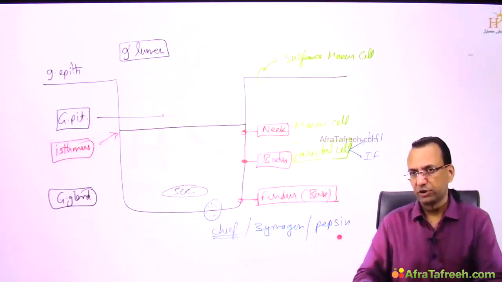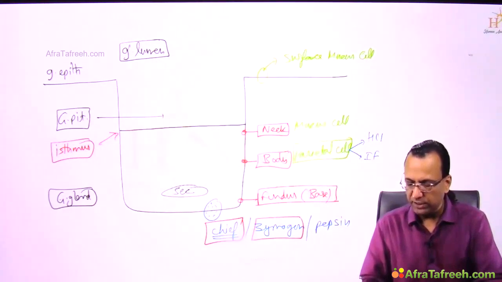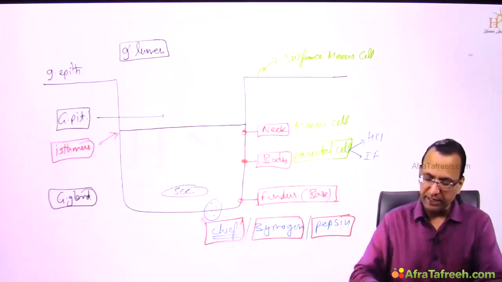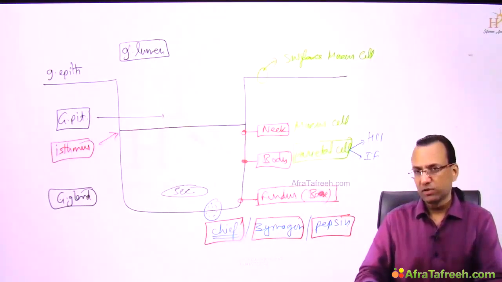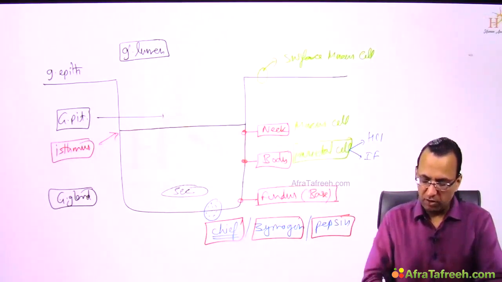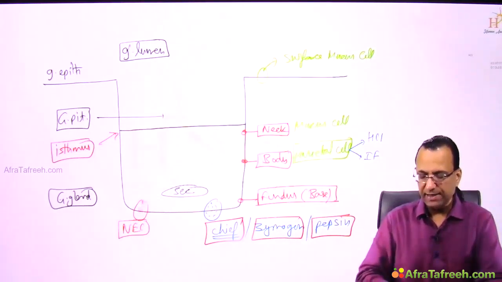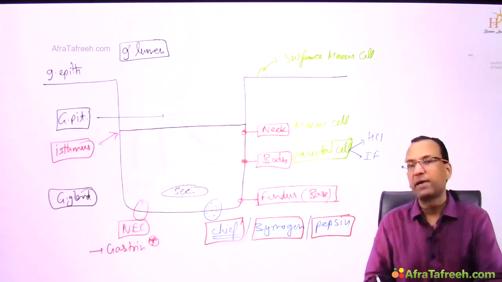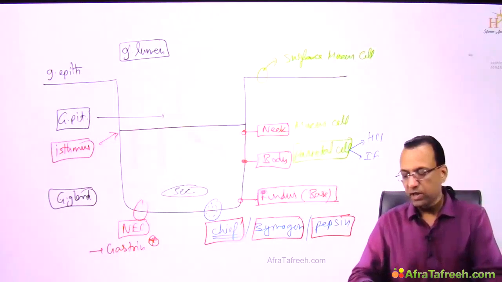This cell has three names. You can call it chief cell, zymogen cell or peptic cell, and it is at the base. And near the base or fundus you have one more cell, called the neuroendocrine cell. As the name suggests, this neuroendocrine cell gives some endocrine hormones, like the gastrin hormone. So gastrin hormone is given by the neuroendocrine cell, which is also near the fundus or base of the gland.